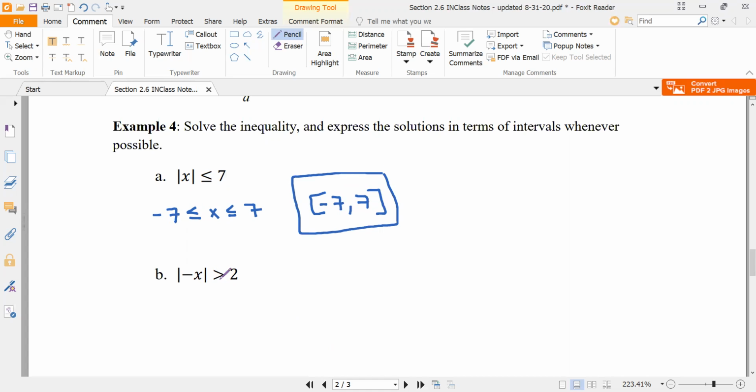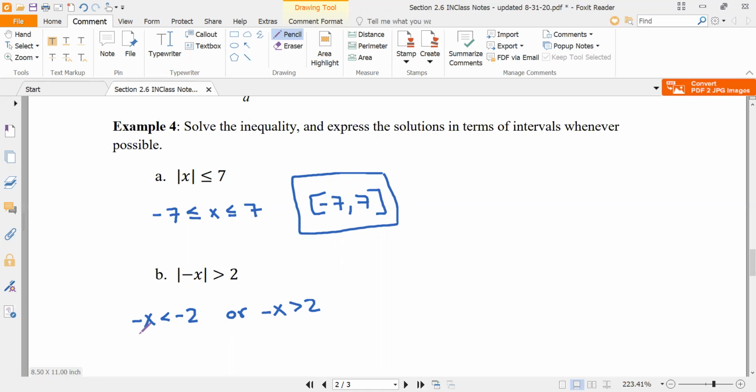For this one, we have the absolute value. It doesn't matter what's inside here, but the absolute value is isolated. We have a greater than and a positive number on the other side. So that's the perfect setup for the greater than case. So we do less than the negative of that number or greater than the positive of the number.